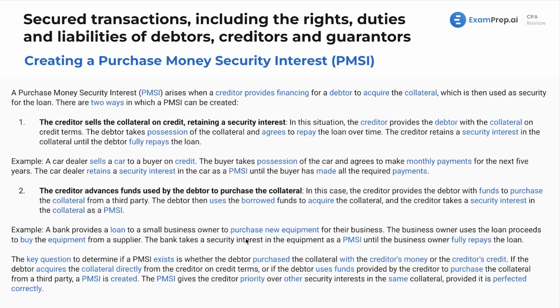Now, the key question to determine if a PMSI exists is whether the debtor purchased the collateral with the creditor's money or the creditor's credit. If the debtor acquires the collateral directly from the creditor on credit terms, such as the car dealership, or if the debtor uses funds provided by the creditor to purchase the collateral from a third party, a PMSI is created. This PMSI gives the creditor priority over other security interests in the same collateral, provided it is perfected correctly.